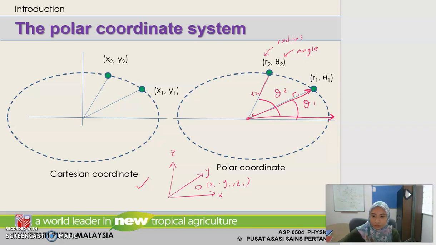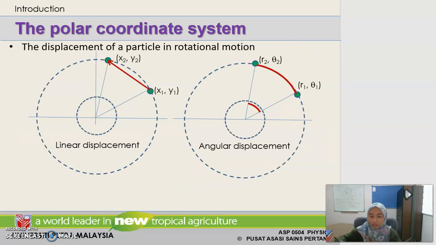Radius, this is also radius 2. Okay, so you describe a particle by its radius and also its angle. That is the polar coordinate. So when a particle moves in the linear displacement, you will say that the particle moved from coordinate x1, y1 to coordinate x2, y2, right? So your change in displacement, sorry, it's S, will be x2 minus x1, and the change in y is y2 minus y1. So that's your displacement, and that is linear displacement.